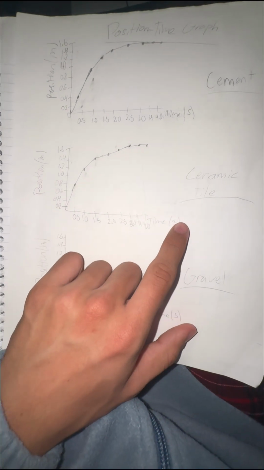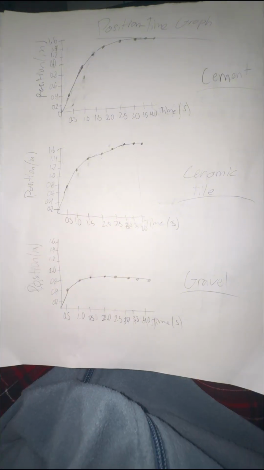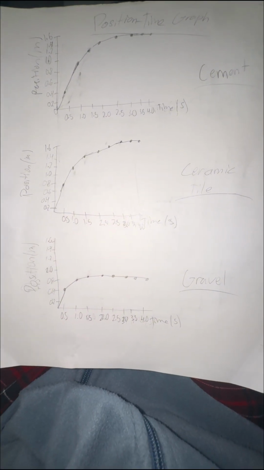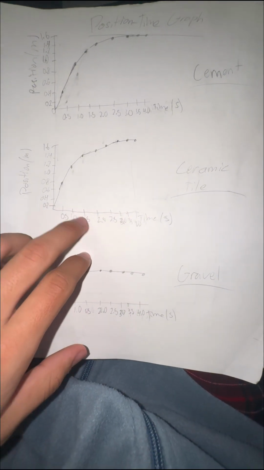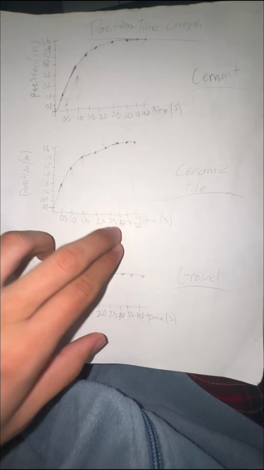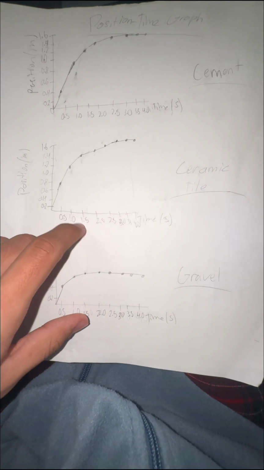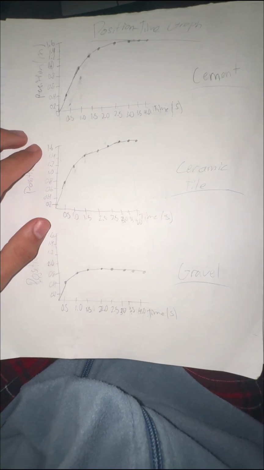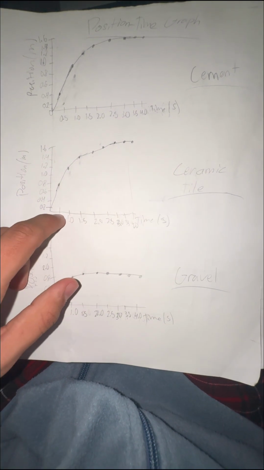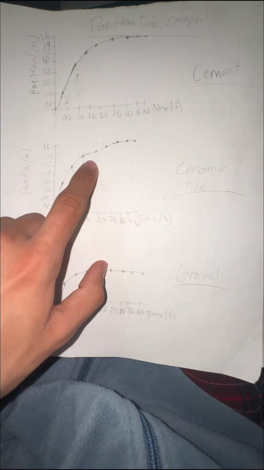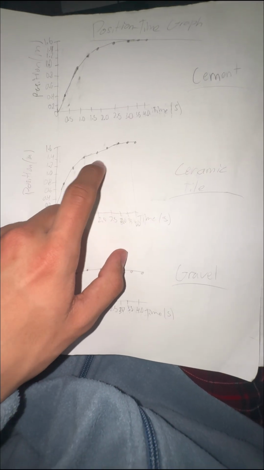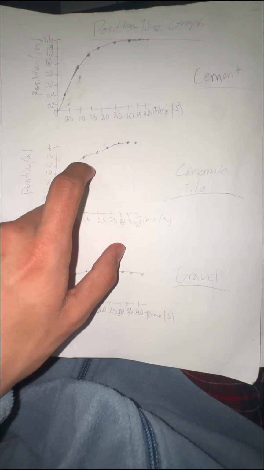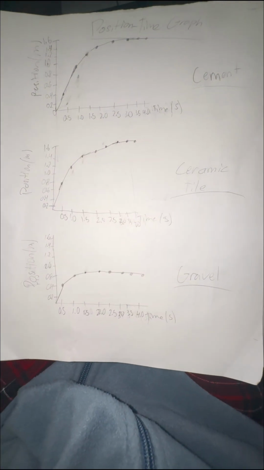Going down to ceramic tile, pretty much the same thing. It was kind of the same for this one. This one also ended at around 3 seconds. However, this one went a little bit further, to 1.6 meters exactly. This one has kind of the same arc, but probably the little cracks in the tile are what made it stop in such a weird way like this.